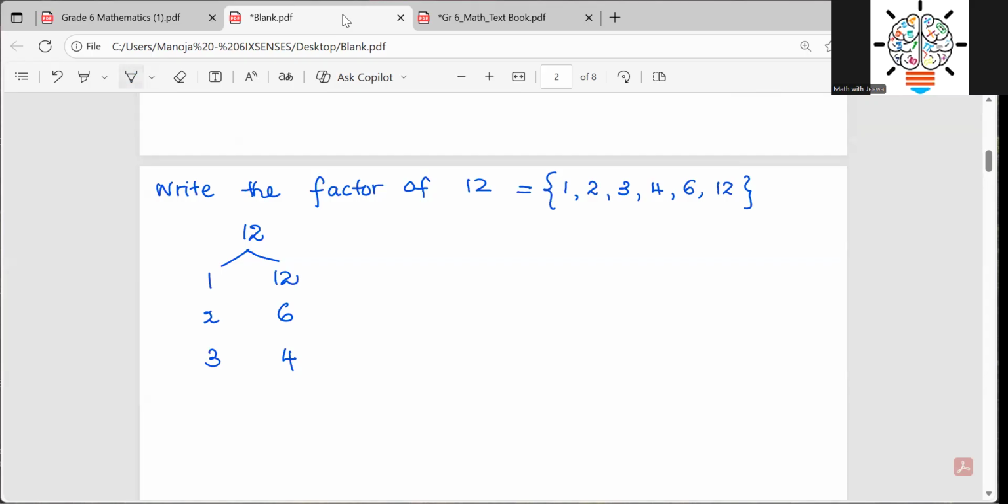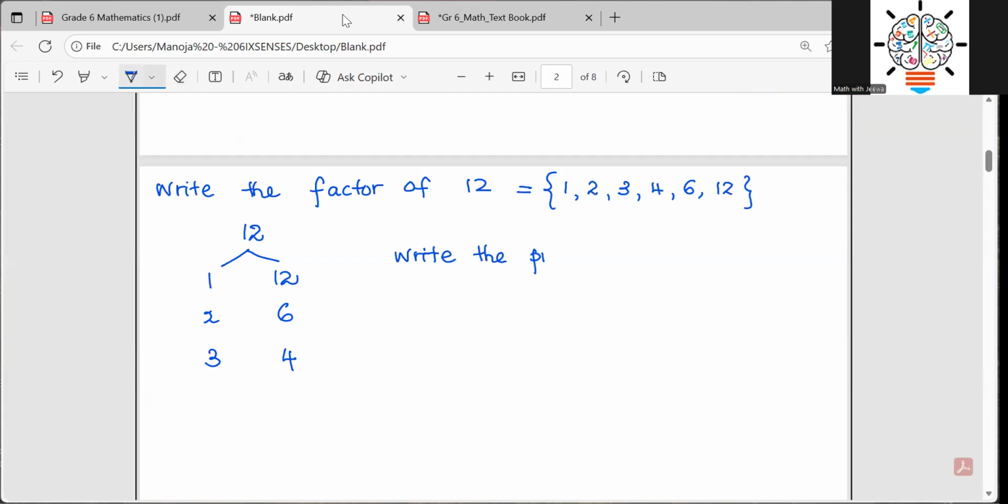Sometimes they will ask you to write the prime factors of 12, right? Prime factors of 12. In that case, what you write, we write only 2 and 3 because all the other factors are not prime numbers. Out of this list, you can see only 2 and 3 are the prime numbers. Be careful, read the question carefully.